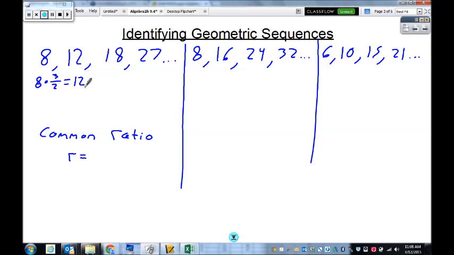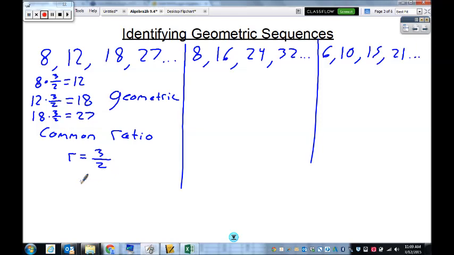Well, let's see if 3 over 2 works to go from 12 to 18. 12 times 3 over 2. Well, 12 divided by 2 is 6. 6 times 3 equals 18. 18 times 3 over 2: 18 divided by 2 is 9, 9 times 3 is 27. So that means this one is geometric, and the common ratio, or the R, is 3 over 2.